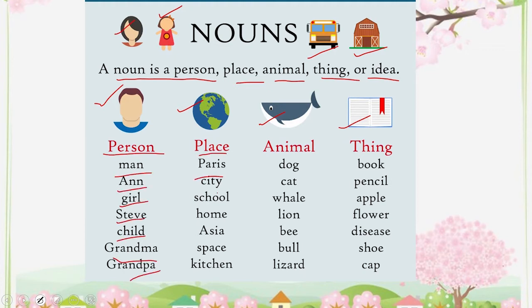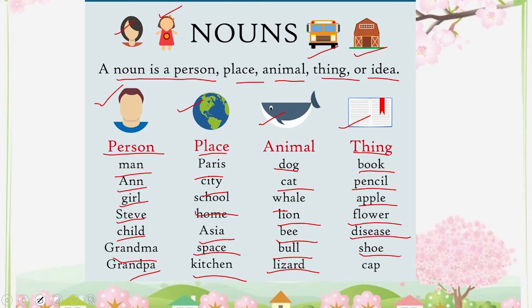Place will be Paris, city, school, home, Asia, space, kitchen. Animal like dog, cat, whale, lion, bee, bull, lizard. Things can be book, pencil, apple, flower, disease, shoe, cap.